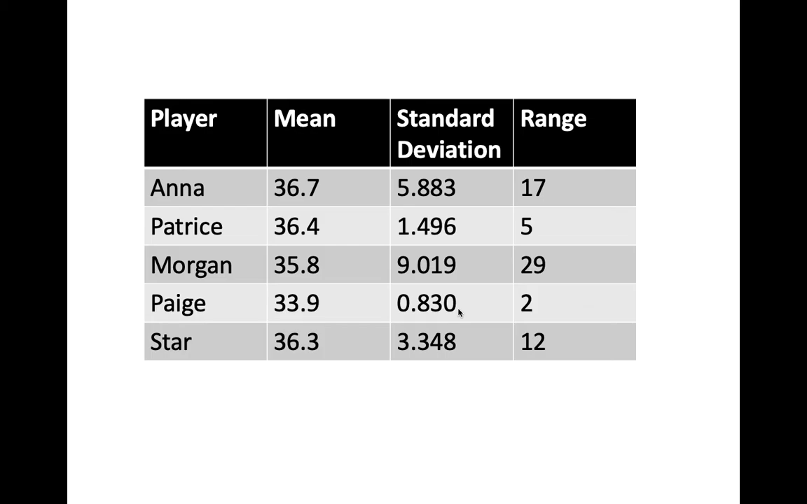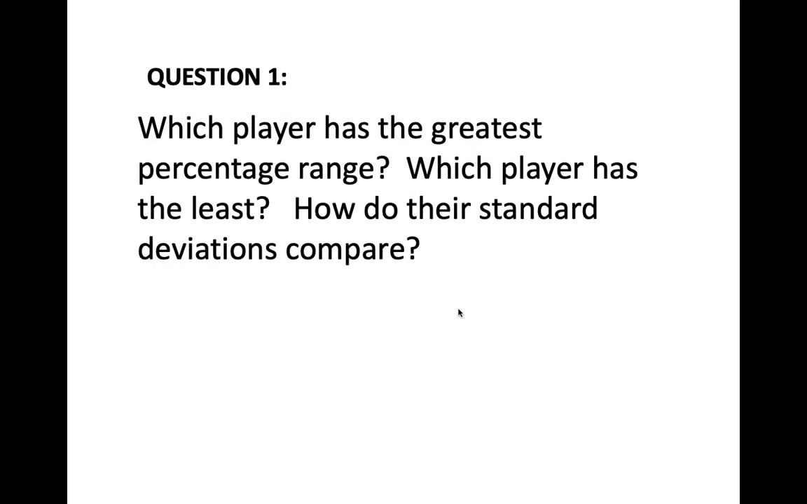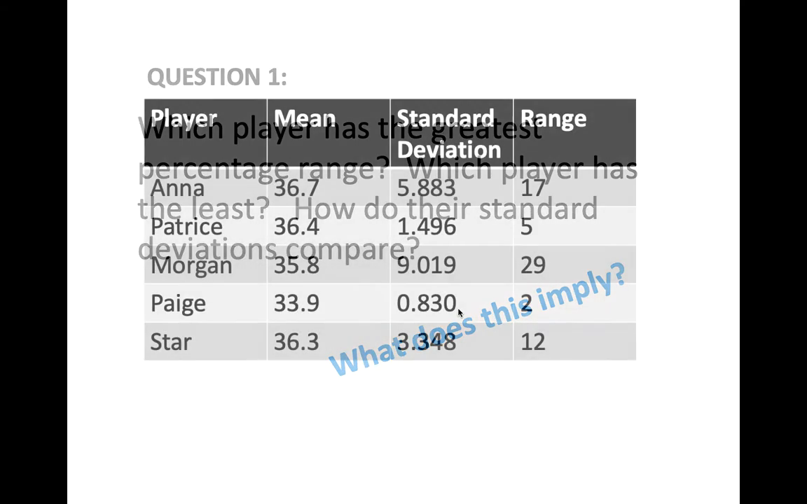But what we want to do is look at this data set and begin to ask some questions. Which player has the greatest percentage range and which one has the least? And how do their standard deviations compare? So let's take a look at the data and what it implies.